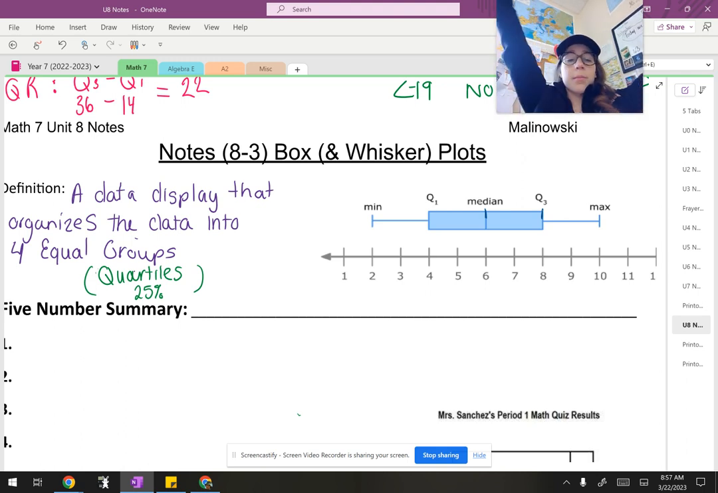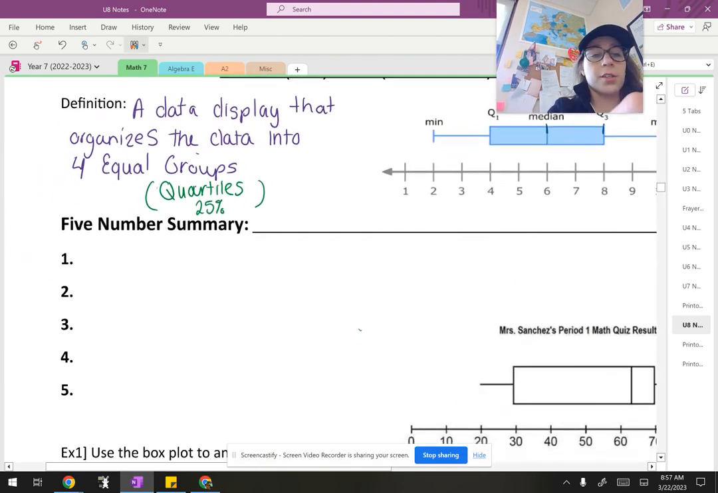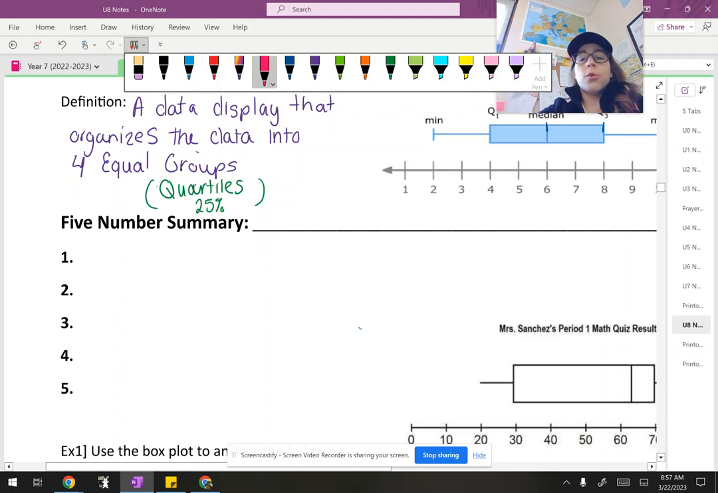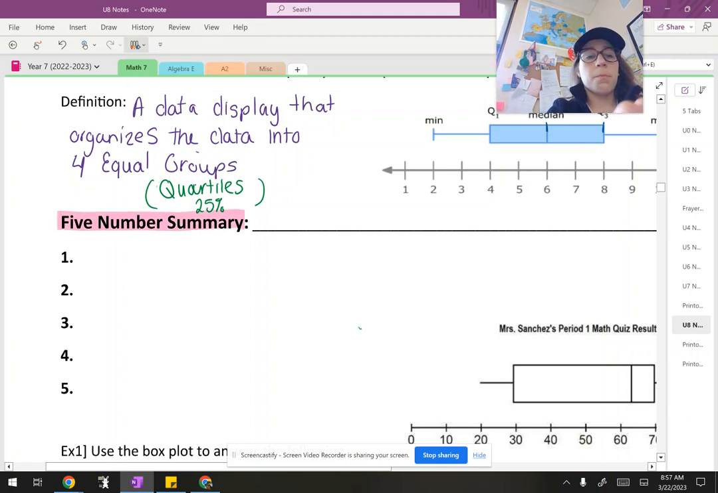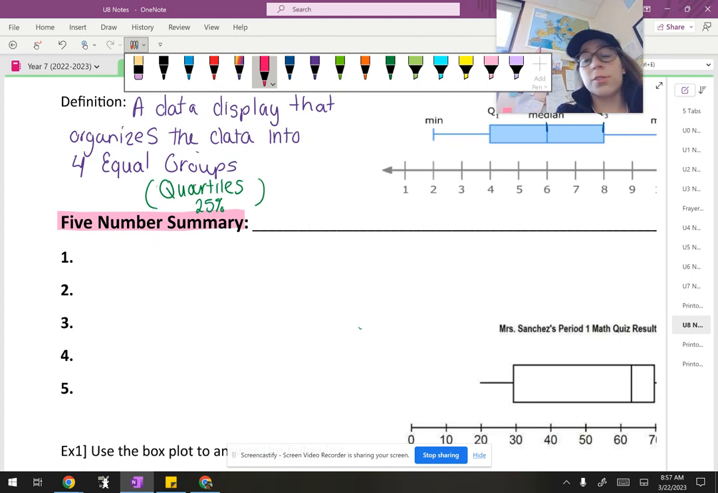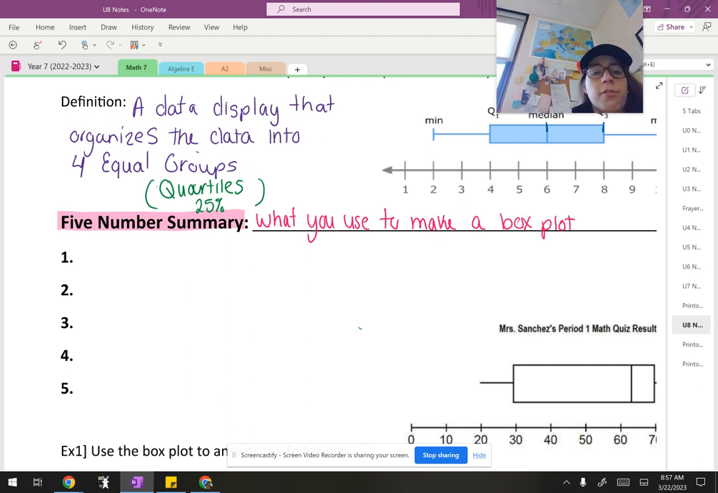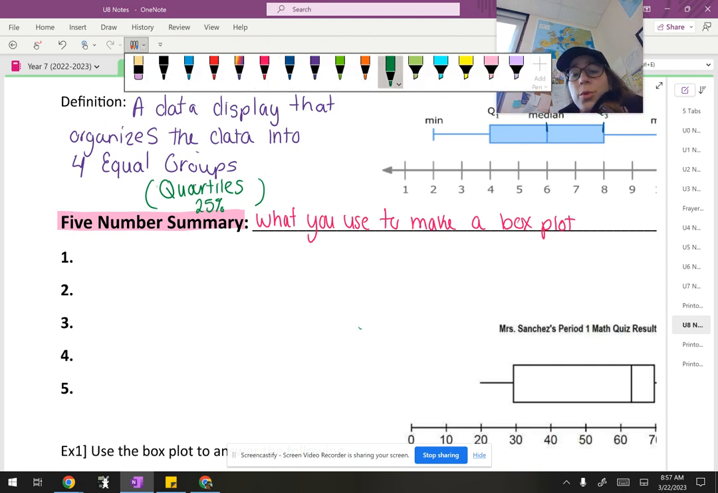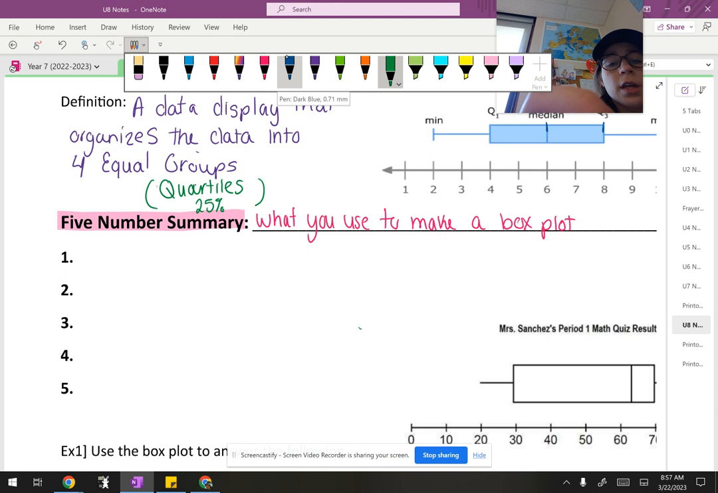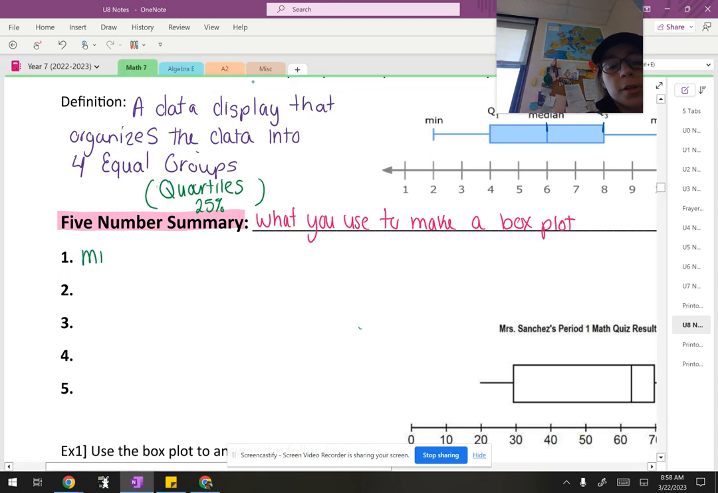So in order to make a box and whisker plot, which is what you guys are asked to do on your practice problems, you need to know and you need to have the 5-number summary. The 5-number summary is what you're going to use to make a box plot. And the 5 numbers that are in the 5-number summary are numbers that you are already familiar with. The first one is the minimum number, meaning your lowest number.